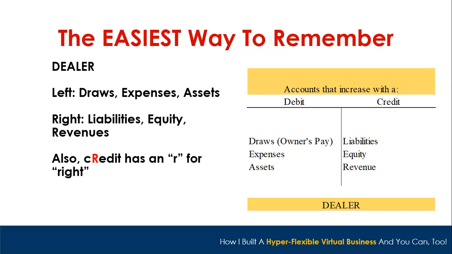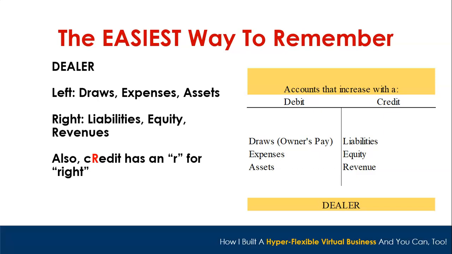The other thing that helps me too is that the word credit has an R in it. So credits are on the right, debits are on the left. Credit has an R for right. So when I was an accounting student, I would draw this little picture that's here on the right. I would actually draw out my little T with debit on the left, credit on the right, and then write out dealer and put those accounts in there. So if you ever have to stop and think about it and try to figure out, if I have to do a journal entry, how do I handle this? Here's your cheat sheet. And this is the easiest way to remember your debits and credits.